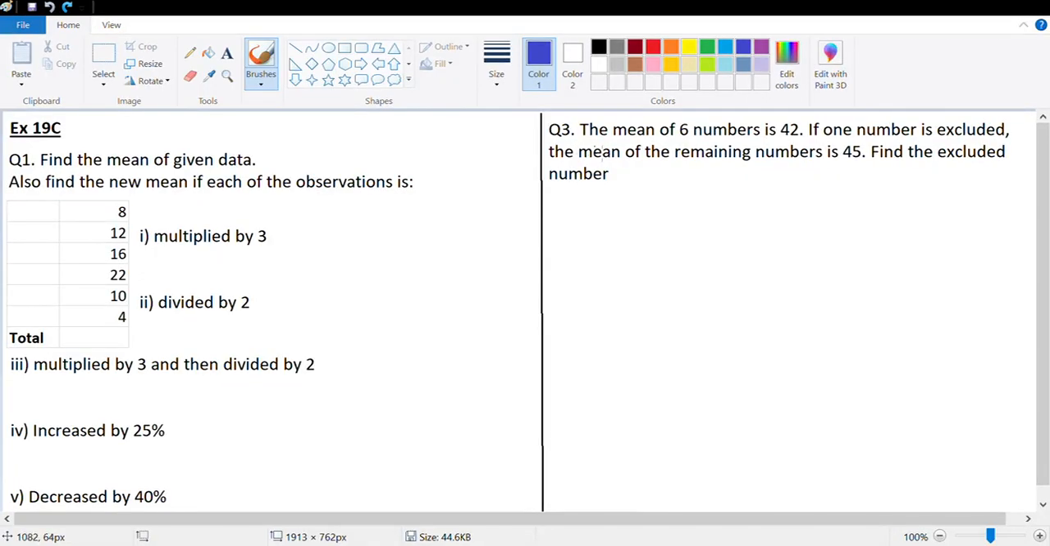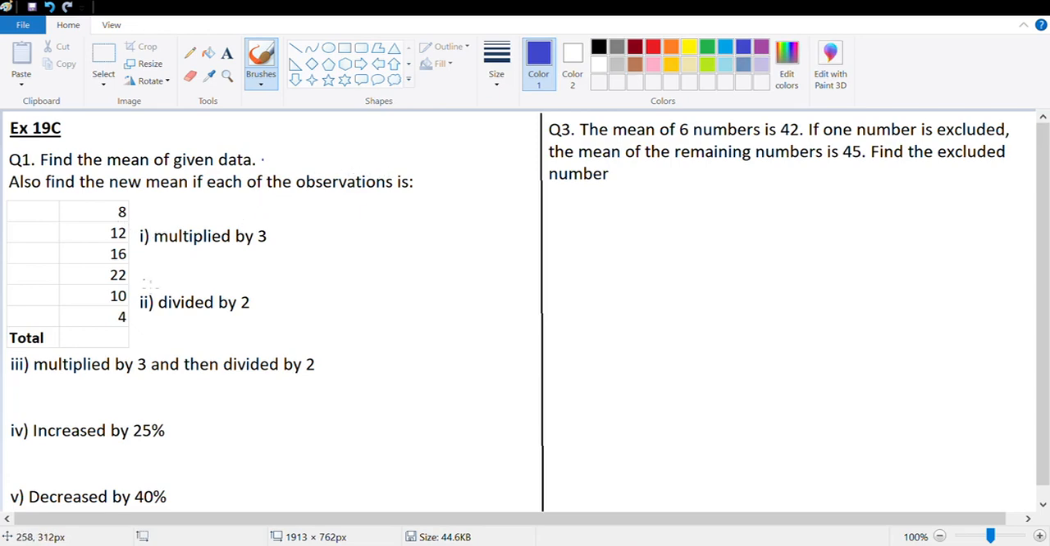Hi guys, let's look at exercise C, which is 19C of the chapter mean and median. No new concept, basically a revision exercise. So let's get into the questions directly. Find the mean of the given data. Also find the new mean if each observation is changed.